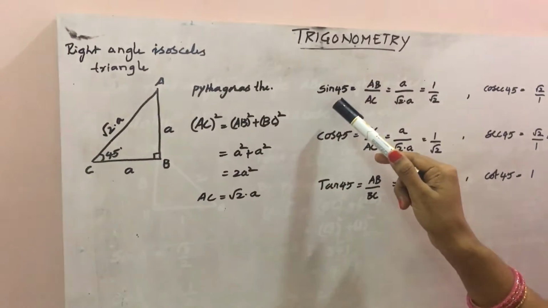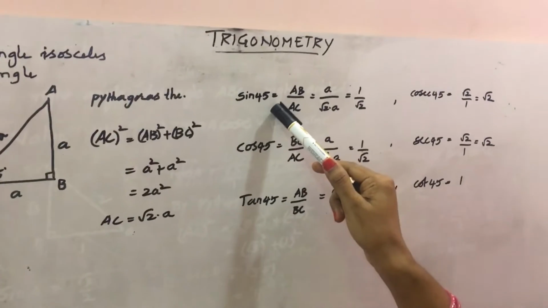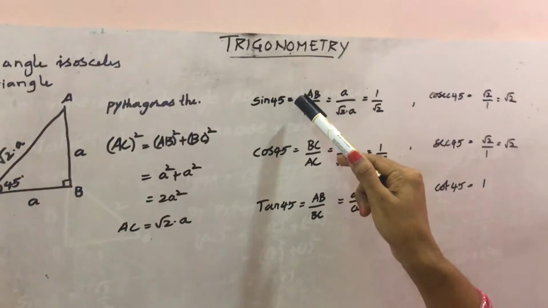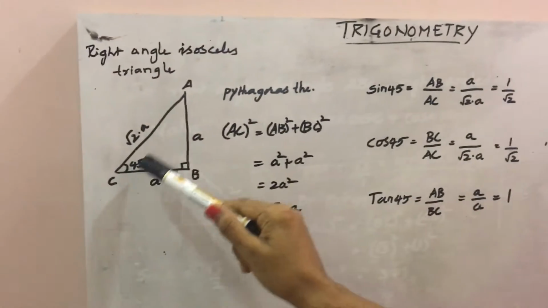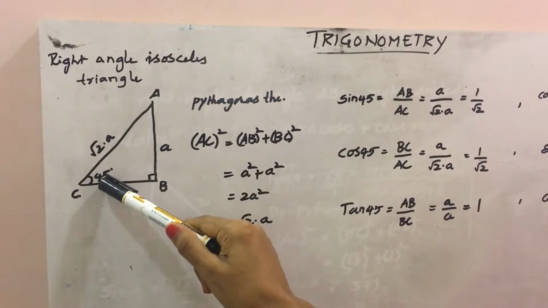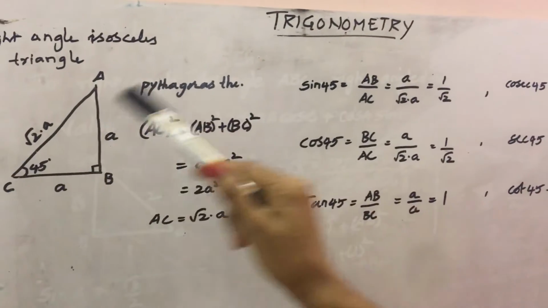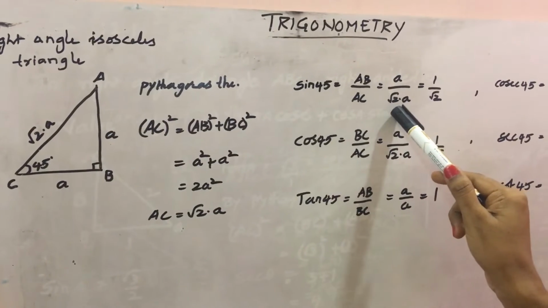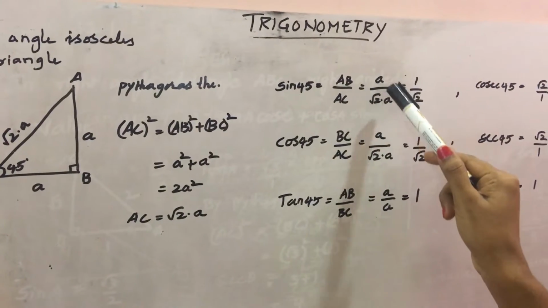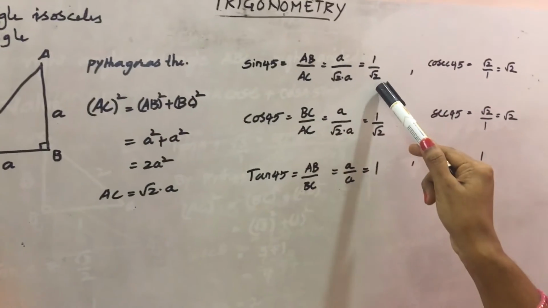Now consider the trigonometrical function sine. Sine 45 is equal to, what is the definition of sine? Opposite side to 45 degrees by hypotenuse. Here what is opposite side to 45 degrees? AB. AB by what is hypotenuse? AC. AB is equal to, we know, A. AC is equal to root 2 into A. A gets cancelled, we will get 1 by root 2. This is the value of sine 45.